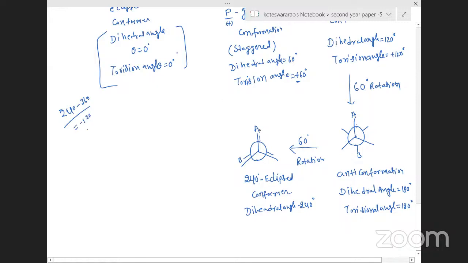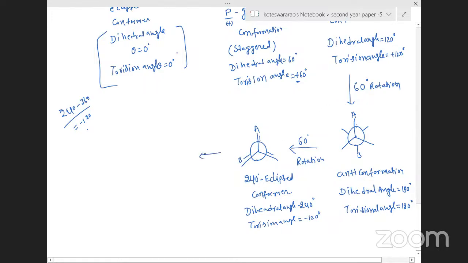Suppose you are rotating the molecule in clockwise rotation. You require 240 degrees rotation of the C-C bond to achieve this conformation. But when you are rotating the molecule anti-clockwise, it is sufficient to rotate 120 degrees to achieve this conformation. Which one is the lesser one? That will be taken as the torsion angle. Therefore, the torsion angle is minus 120 degrees.